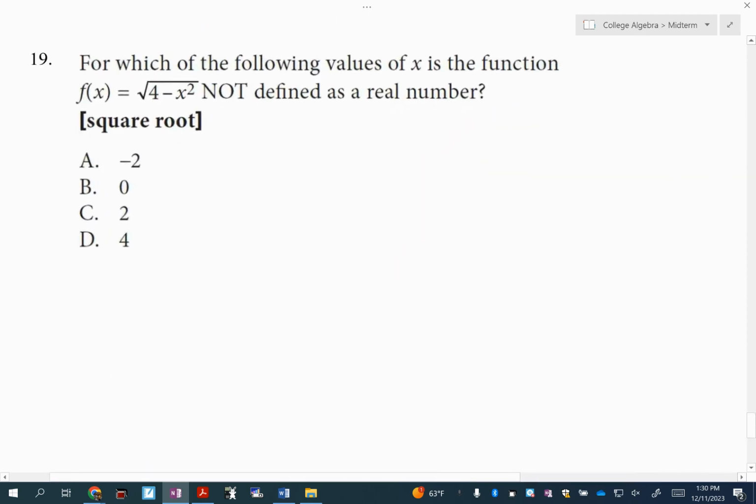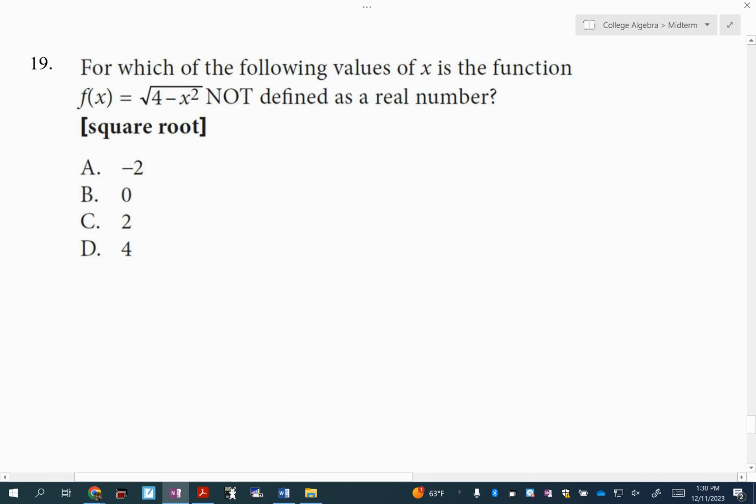All right, 19. For which of the following values of x is the function not defined as a real number? Well, if you plug in each of these into your function, f of negative 2, f of 0, f of 2, f of 4, we'll see which one's not going to work. If I square negative 2, I get positive 4. 4 minus 4 is 0. The square root of 0 is fine, right? That's okay. So that would be fine.